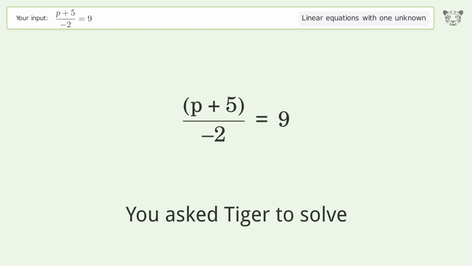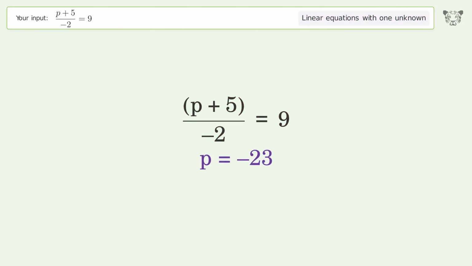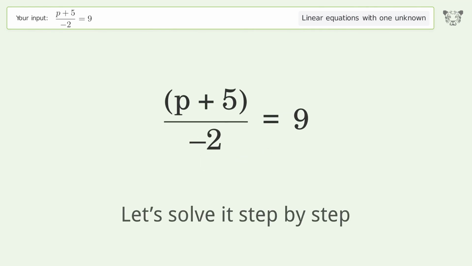You ask Tiger to solve. This deals with linear equations with one unknown. The final result is p equals -23. Let's solve it step by step.